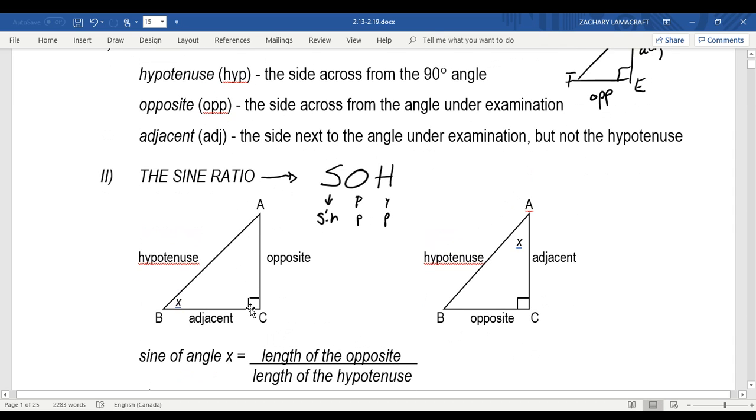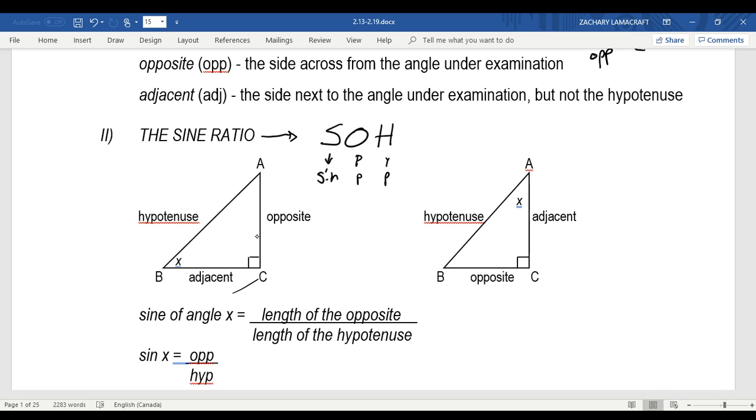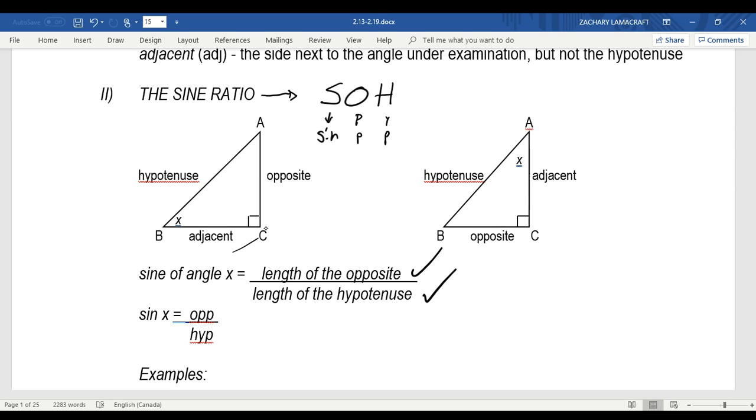So if we look at the angle in question on this first triangle, the opposite side is across from it. The adjacent side is right at the bottom there, and the hypotenuse is always that long side. If we change the angle in question, all that changes is our adjacent and opposite, but our hypotenuse always stays the same. So for the sine of angle X, we use the length of the opposite divided by the length of the hypotenuse. Or sine X is equal to opposite over hypotenuse. And our friendly reminder is SO.